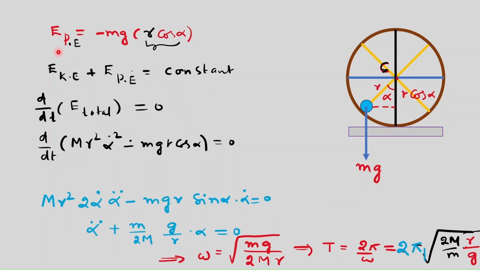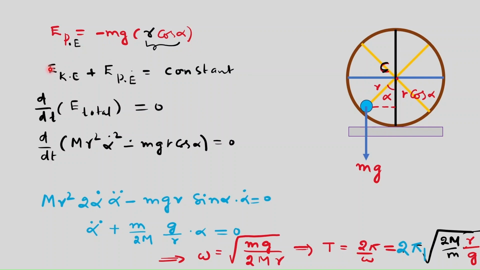The potential energy of the system we can find with respect to this reference line. With respect to this reference line, the potential energy of the hoop is 0 because its center of mass lies on the reference line, and the potential energy of this ball can be written as minus m g r cos alpha, because with respect to this reference line it is at a depth of r cos alpha. Therefore, the potential energy of the ball can be written as minus m g r cos alpha.